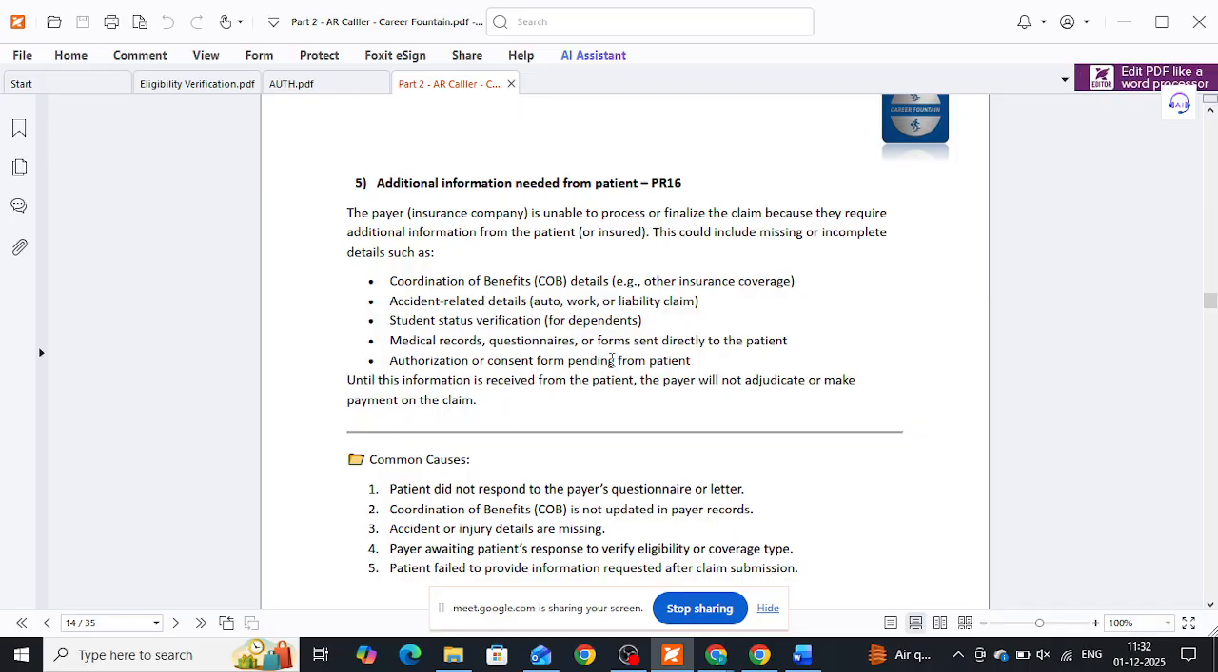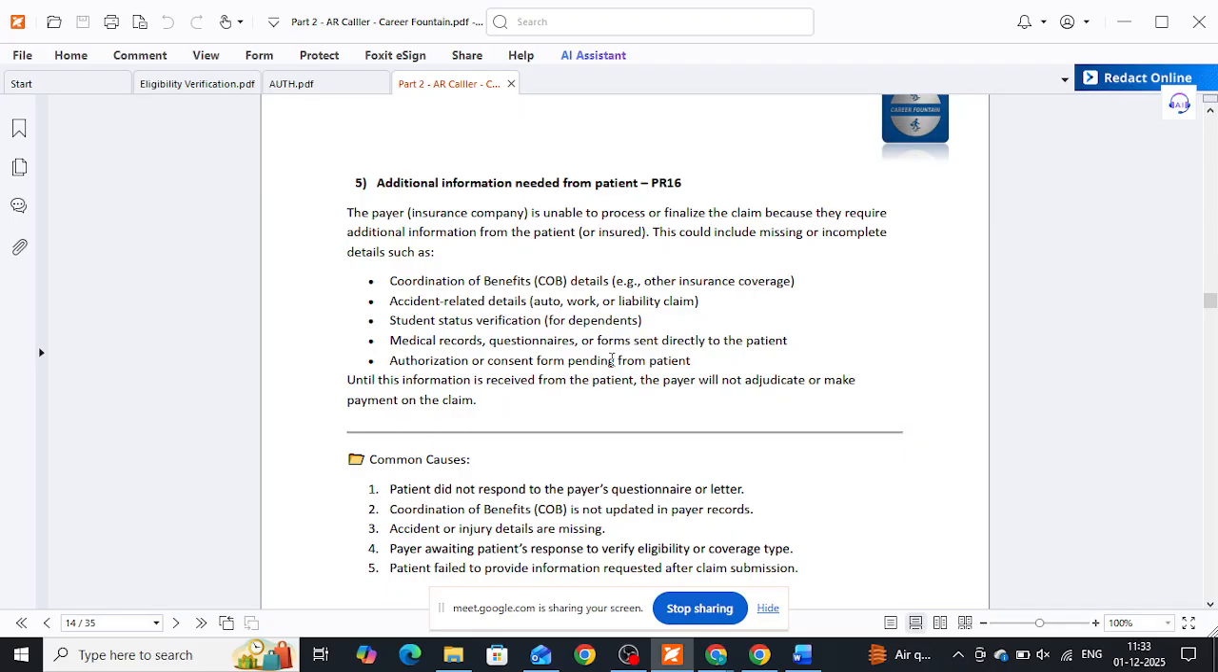We should not send the complete medical record every time. By seeing the additional information denials, I saw that many AR callers are directly sending the complete medical record. That is wrong work. CO 252 is also another denial where they are asking for the medical record. CO 252 means they need a medical record, but in that case as well, we should not send the complete medical record.